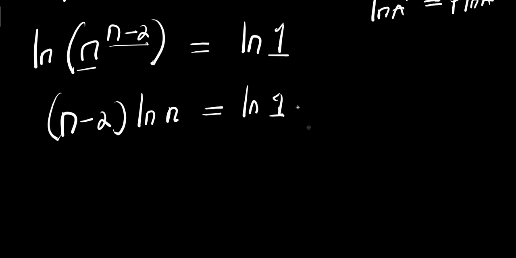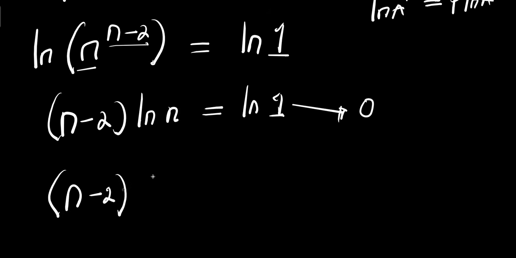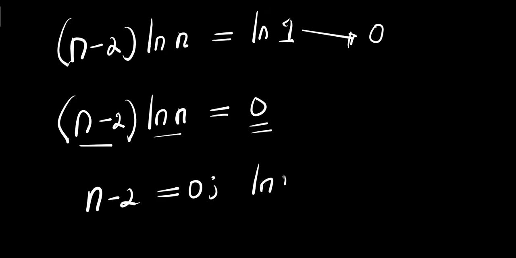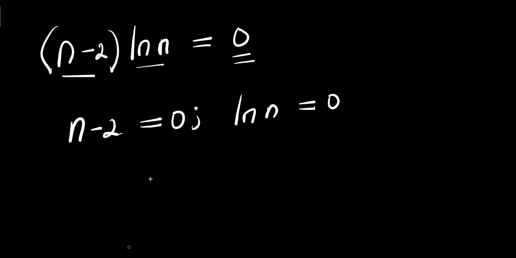So right now, natural log 1 is 0. So I have n minus 2 times natural log n equals 0. So right now, I can equate each term to 0. I have n minus 2 equals 0. I have natural log n equals 0. So right now, I move this over here. I have n equals 2. That's my n1.